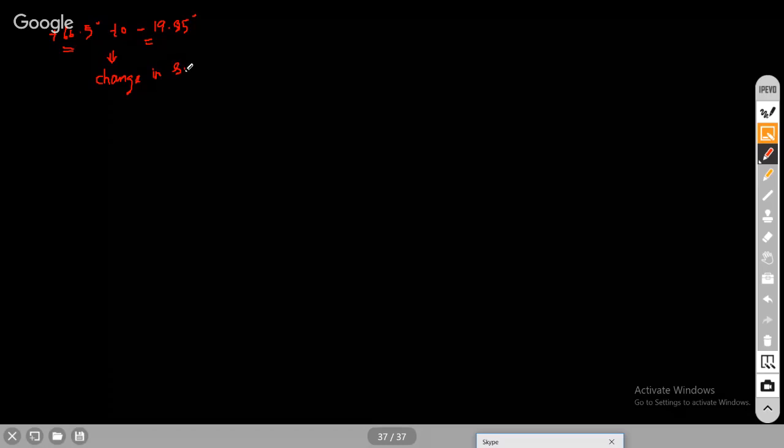The next line: the specific rotation changes from plus 66.5 degrees to minus 19.85 degrees, right? So you see the change in specific rotation from a positive value to a negative value. Write down after this: this change in sign indicates that inversion takes place.